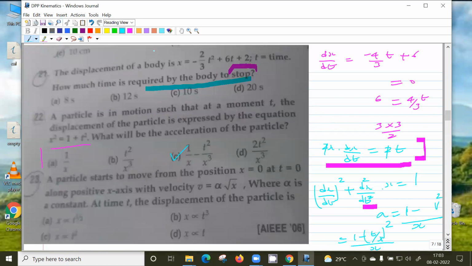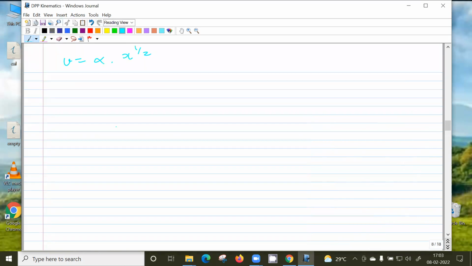This is correct, no? So vx, two dark color pen. Okay, dx by dt equals alpha into x raised to the power half. So x raised to the power minus half dx equals alpha dt.